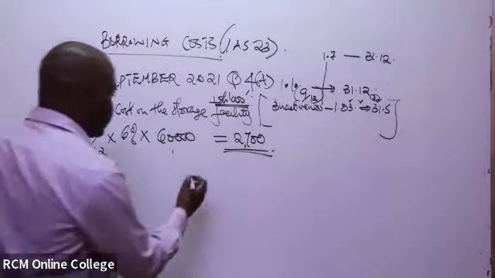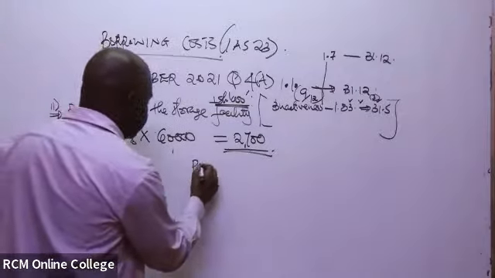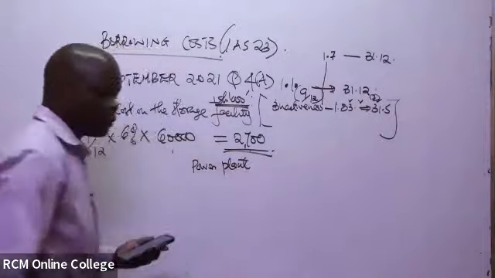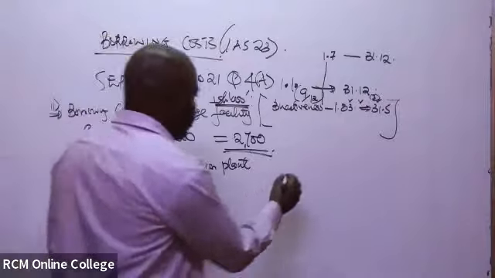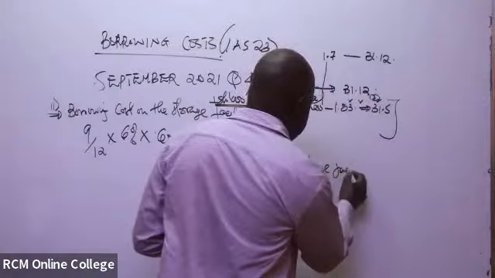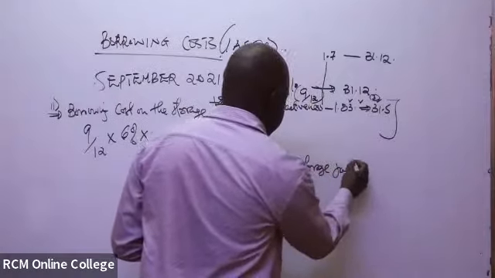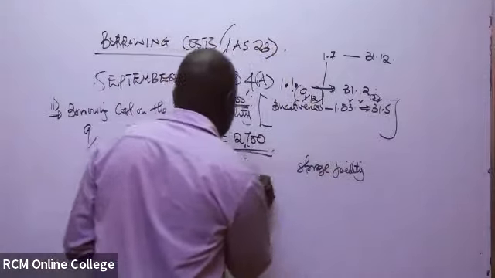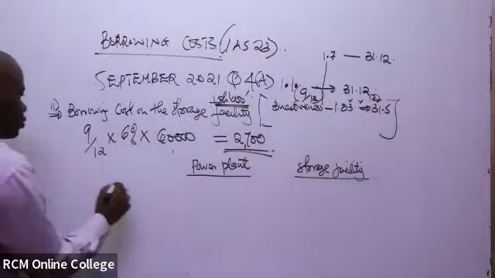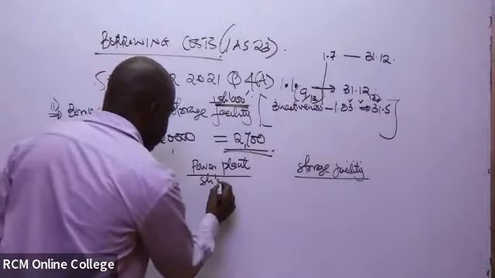So there were two assets here. We have the power plant, and of course, you have the storage facility. So for the amount invested, our figures will likely be in thousands.